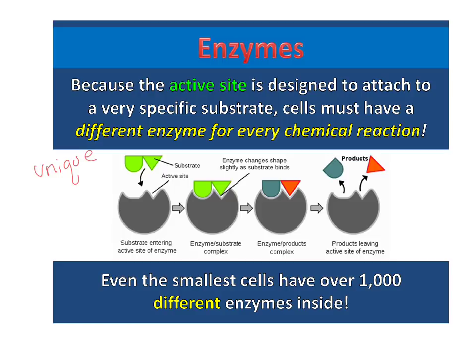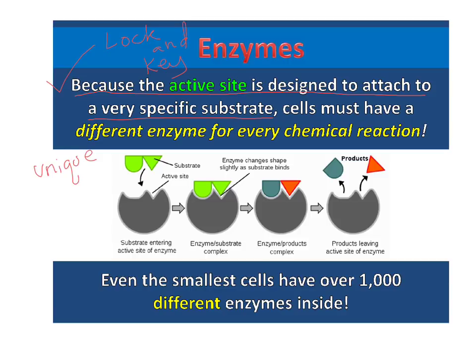Okay, so take a look at your notes. Why does a cell need a different enzyme for every reaction? Here's the answer. Because the active site is designed to attach to a very specific substrate. They fit together like a lock and key. Just any key does not fit in any lock. The same is true with enzymes. Because the active site is designed to attach only to a specific substrate, cells must have a different enzyme for every chemical reaction. Write it on your notes.